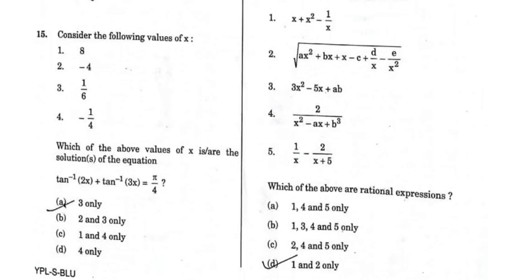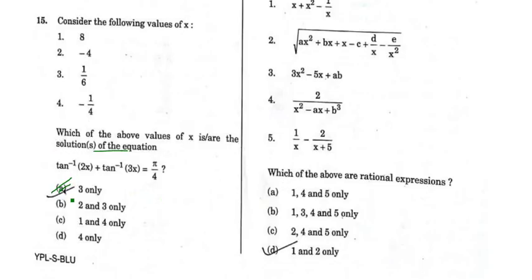Consider the following values of x. Which of the above values of x is the solution of the equation tan inverse 2x plus tan inverse 3x equal to pi by 4? So which one is the right one? So the right answer is 15th, A. Just put the value and you will get the results.